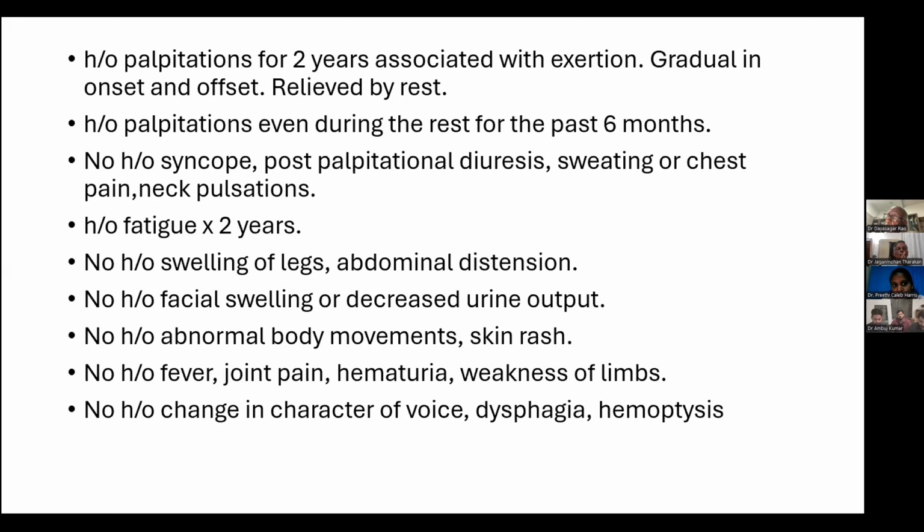No history of any syncope, post-palpitational diuresis, chest pain, sweating, or neck pulsations. She gives history of fatigue for the past 2 years. No history of any swelling of legs, abdominal distension, facial swelling, or decreased urine output. No history of any abnormal body movements or skin rash. No history of any fever, joint pain, hematuria, or weakness of limbs. No history of any change in character of voice, dysphagia, or hemoptysis.